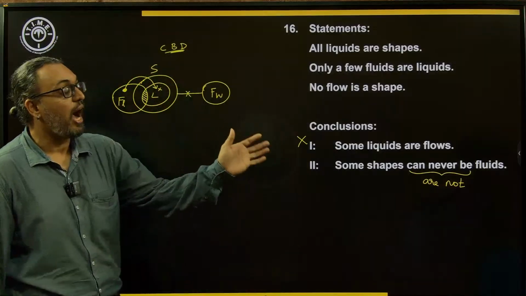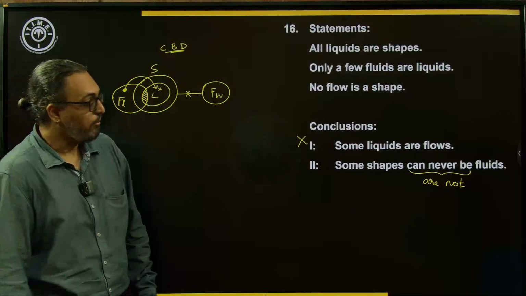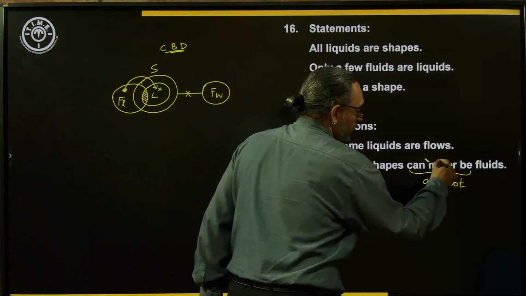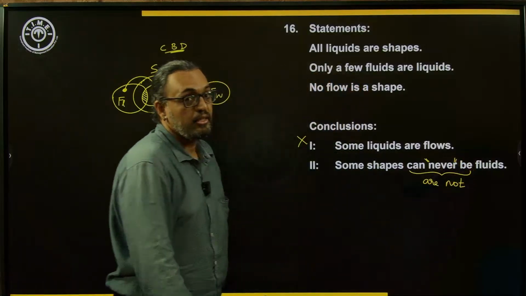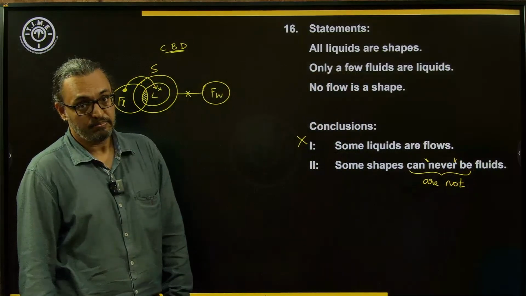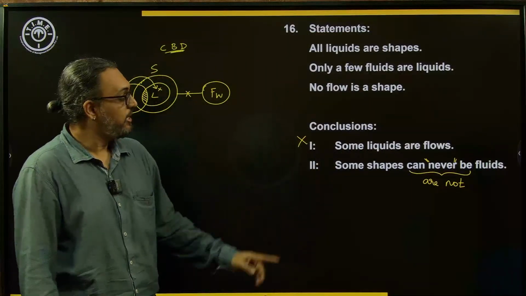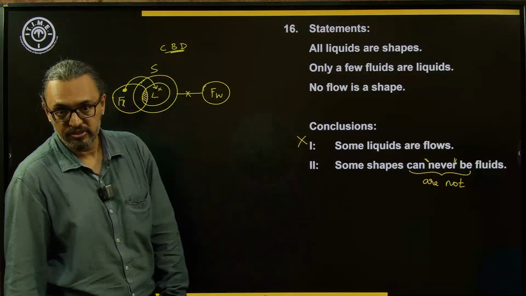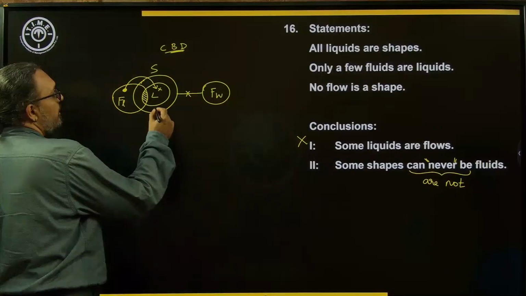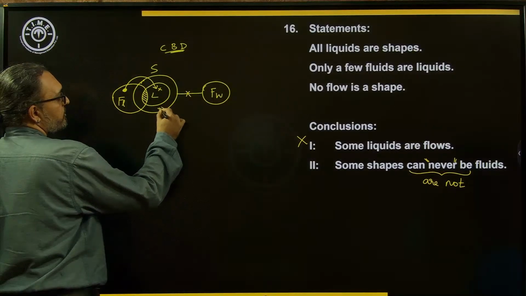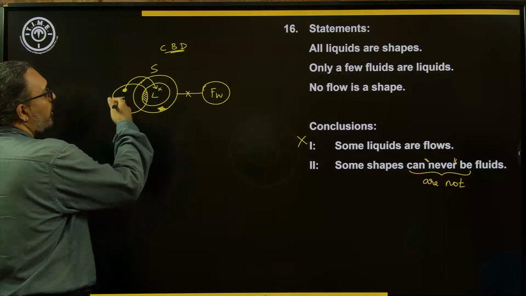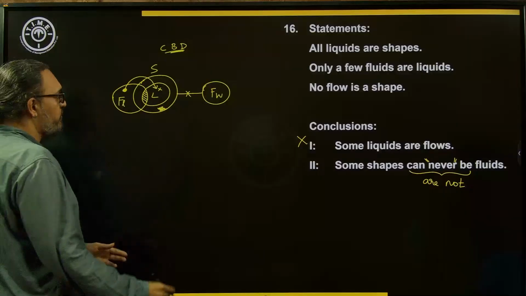So some shapes are not fluids because he is using the word never. Never is a definite word, so it is not a possibility. It's a definite conclusion. It is a negative conclusion. Some shapes are not fluids. Okay, let us see. See, these are some of my shapes that are not inside fluids. Correct? Some shapes are not fluids.